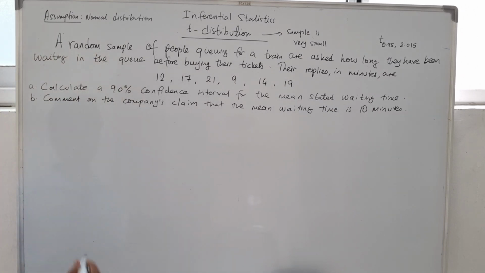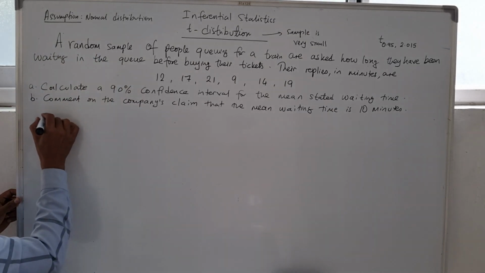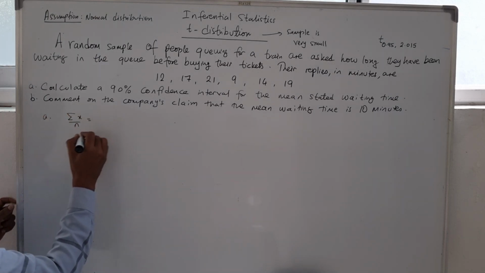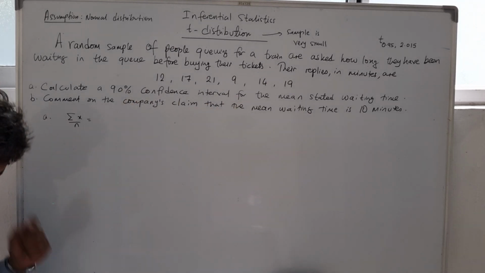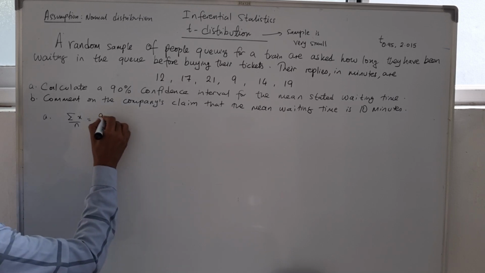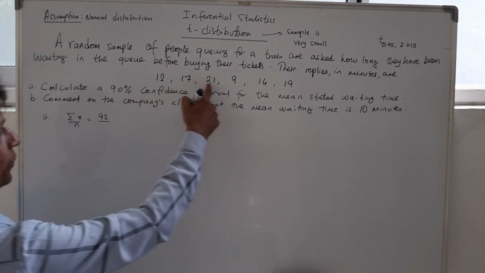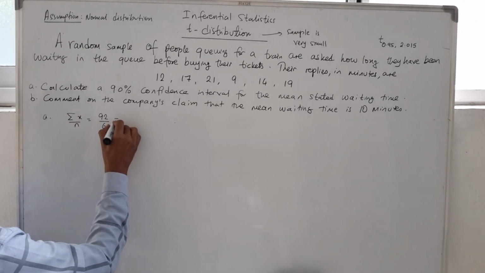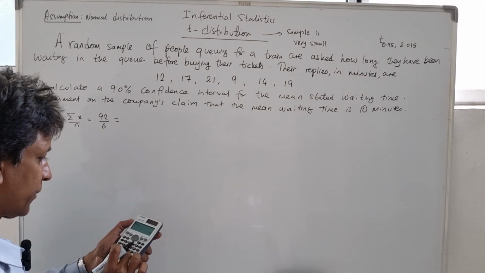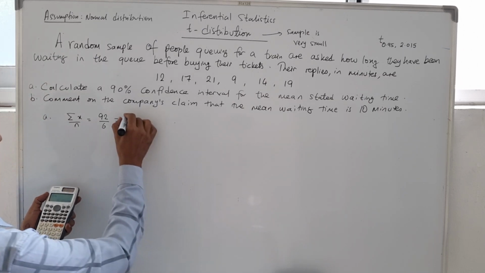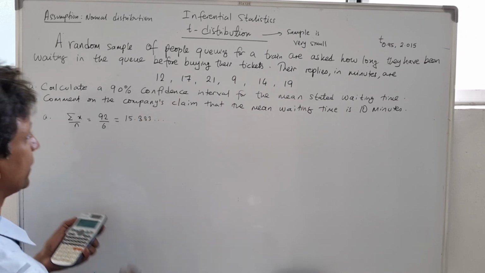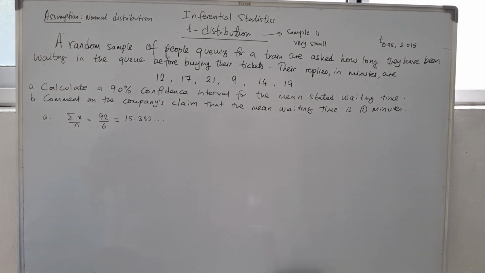So the way we do this is, first of all, we're going to try and find the mean of x, which is basically the summation of x divided by n. The summation of x, if you add all of that on your calculator, you should get 92, and then you divide by n, which is 6. So 92 over 6 gives the mean, which is important for the calculation of the confidence interval. So this is 15.333 and so on, a recurring decimal.